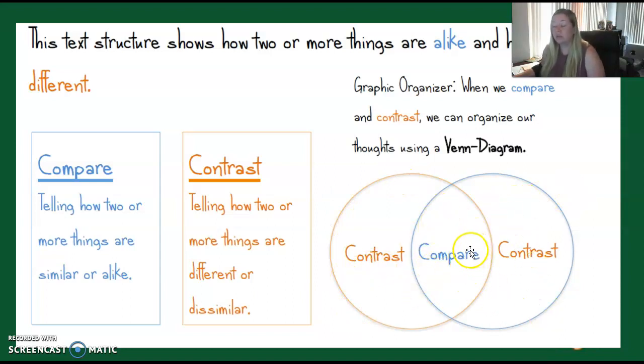So comparing is how things are similar or how they're alike, what they have in common. Contrasting is how they are different or dissimilar.